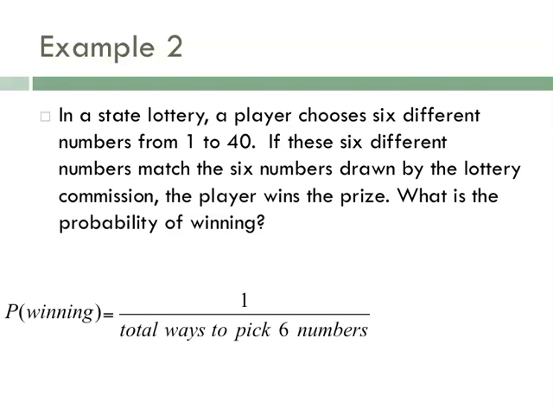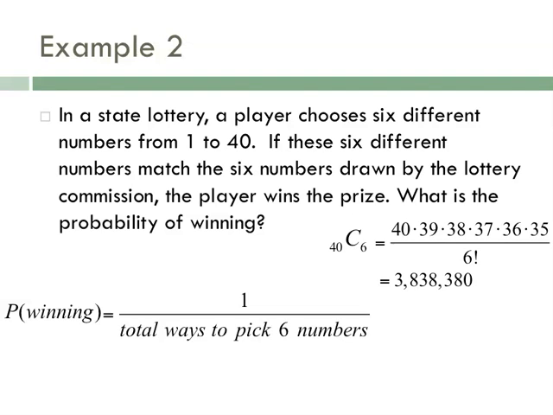Okay, so the probability of winning is, there's only one way to win. You have to pick those exact 6 numbers, and you have to put it over the total ways to pick 6 numbers. So 40 choose 6 is going to give us the total number of ways to pick those 6 numbers. So that's going to be 40 times 39 times 38 all the way down to 34 factorial. And on the bottom we have 34 factorial times 6 factorial, so the 34 factorials cancel. That leaves us with 3,838,380.